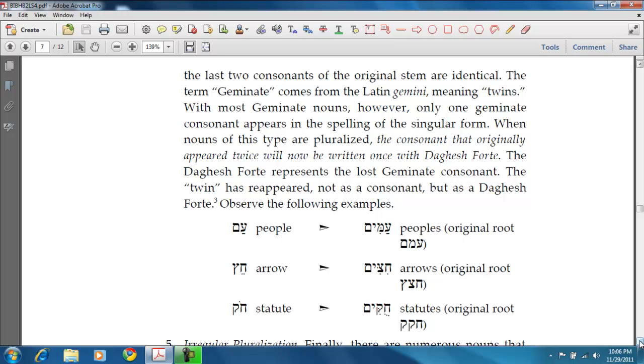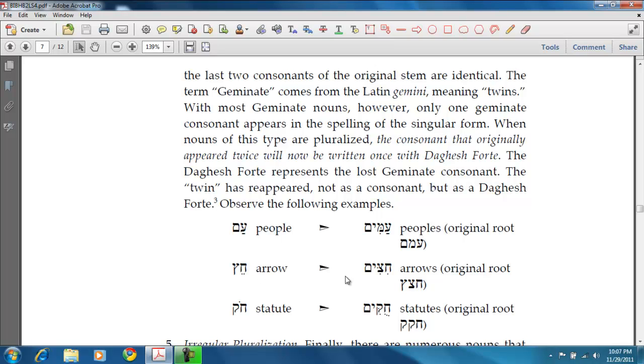When nouns of this type are pluralized, the consonant that originally appeared twice will now be written once with a Dagesh forte. And we learned that a Dagesh forte is the doubling of the consonant. So another way of saying there's two consonants is taking one consonant and putting a Dagesh in it. So you got Am to amim. You have one mem that is inside this other mem through the dagesh forte here.